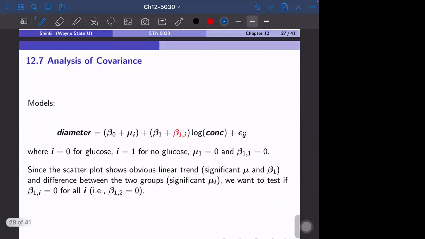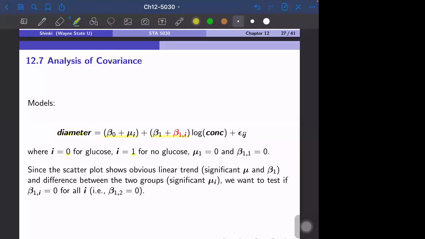So the model is here. Diameter y is equal to beta naught plus mu I. Mu I is the intercept, the coefficient for the indicator variable for the ice group. And ice is a 0 or 1. 0 is for glucose, 1 is no glucose. Plus beta 1 plus beta 1i times the log of the concentration plus epsilon ij.